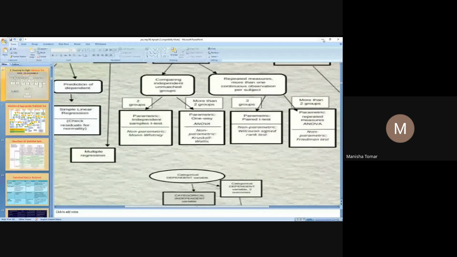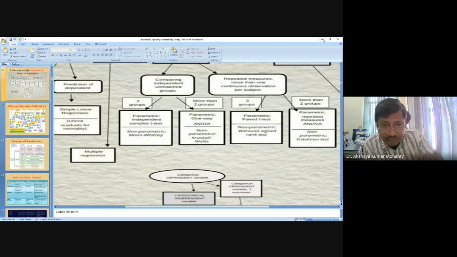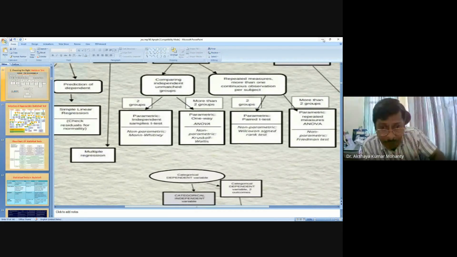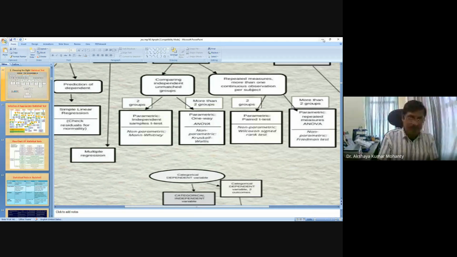Sir, please explain. The logit model is used in social science, the probit model is used in medical science, and the Tobit model is used in economics in some cases. So please explain how.